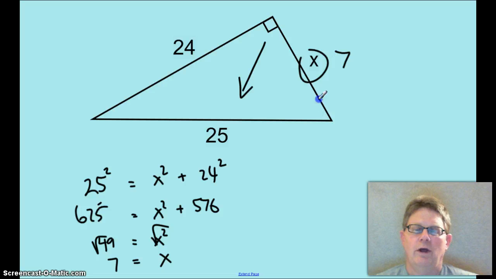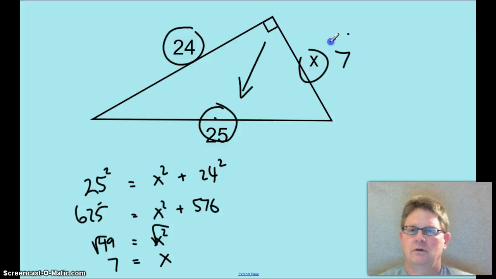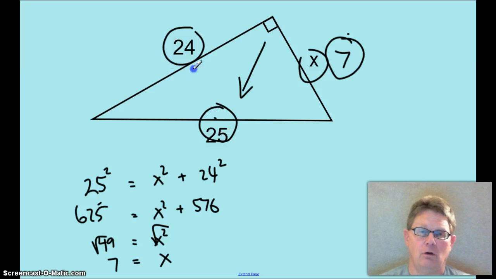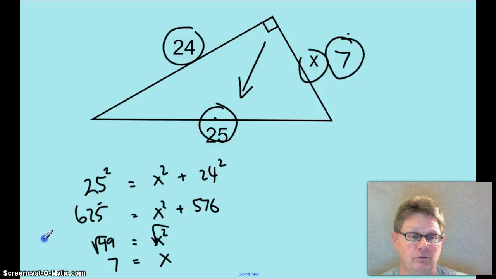Hey, when all three sides of a triangle are whole numbers, it's called a Pythagorean triple because they're all whole numbers. We'll talk more about those in class tomorrow with Pythagorean triples.